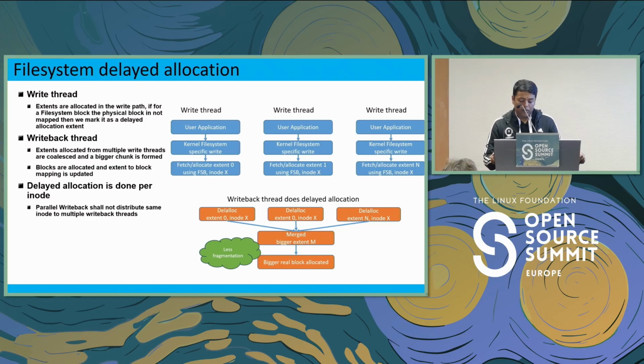Now, looking at this diagram, we can say that we shall not distribute a single inode amongst multiple writeback threads. If we do that, we will have parallelism while allocating the real blocks, and we will get more fragmentation, and the file system will get fragmented. We'll have more fragments at the disk side.